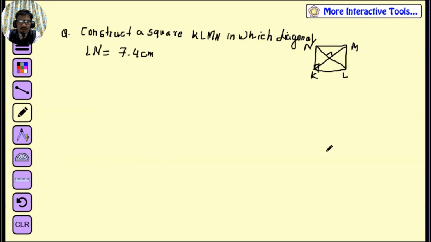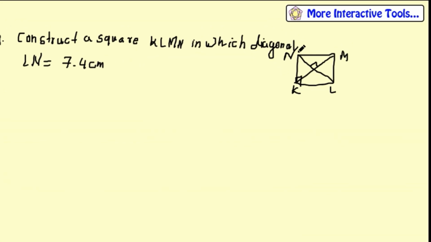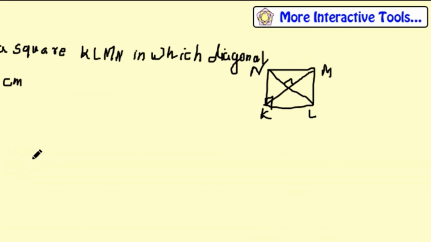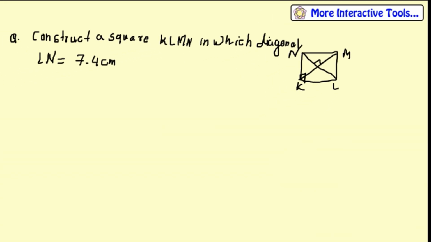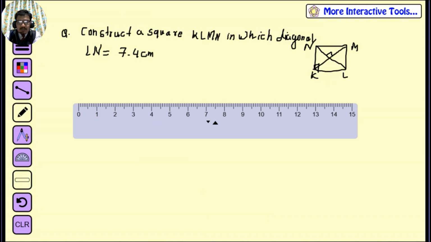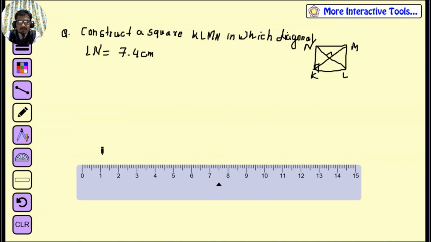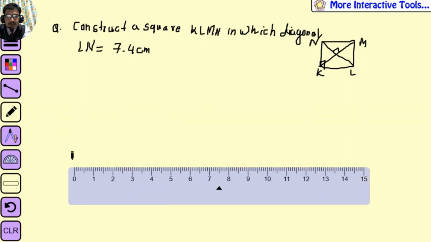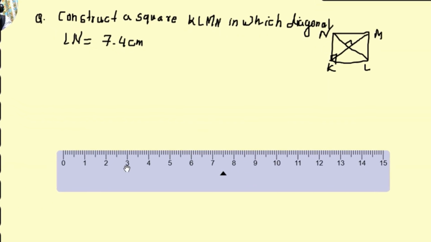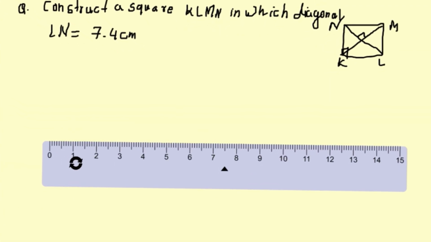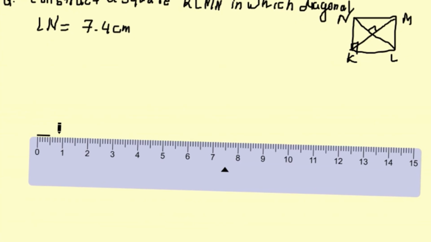Hello students, look here. I'm going to construct a square in which one diagonal is given as 7.4 centimeter. As we know, both the diagonals are equal, and they bisect each other, and the angle between them is 90 degrees. That's why first of all I'm drawing one diagonal. It is of 7.4 centimeter, right?